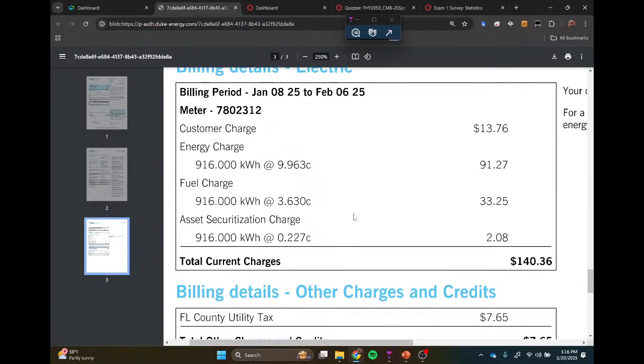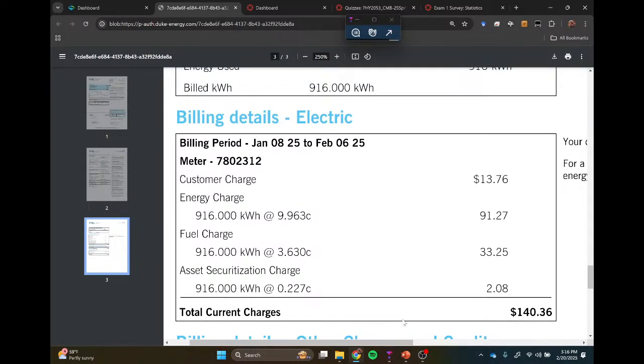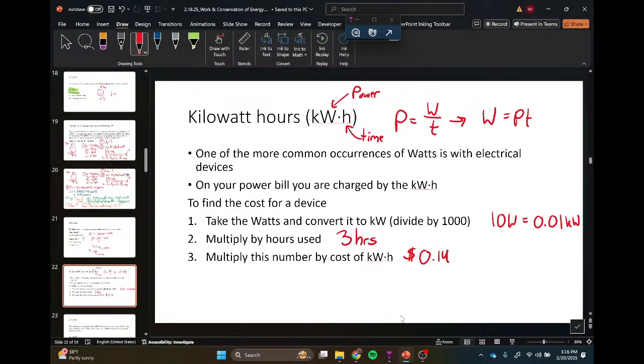For Duke, for me, around here, yours should be the same. Everyone gets charged the same per kilowatt hour. So great, it's about 14 cents. Long story short, if you want the total cost of any electrical device in your house, get its kilowatts. In the case of this light bulb, 0.1. Multiply it by the hours, 3 hours. Multiply it by the cost per kilowatt hour. And that comes out to, I think, 4.2 cents.